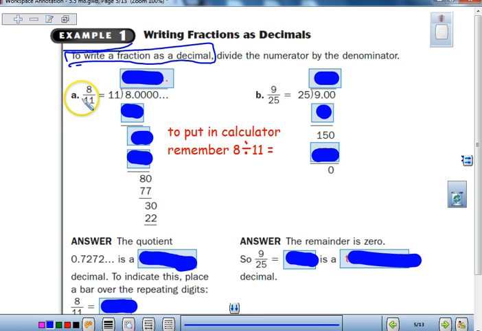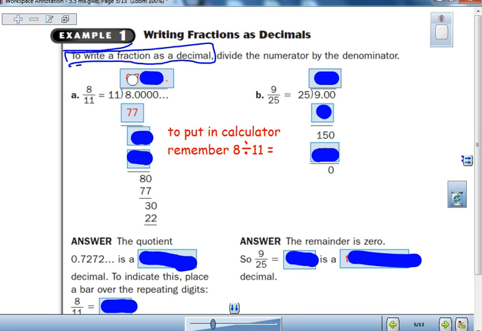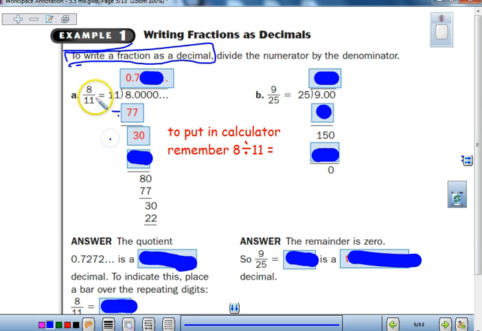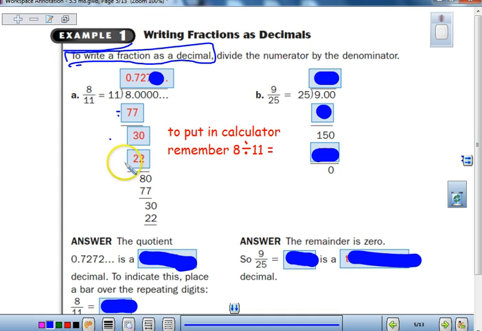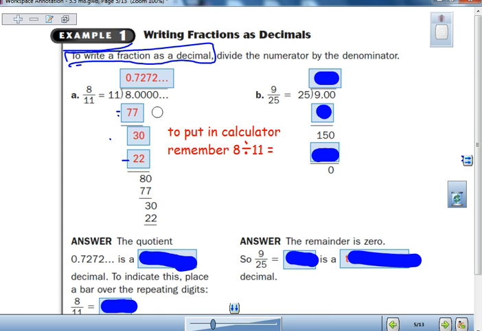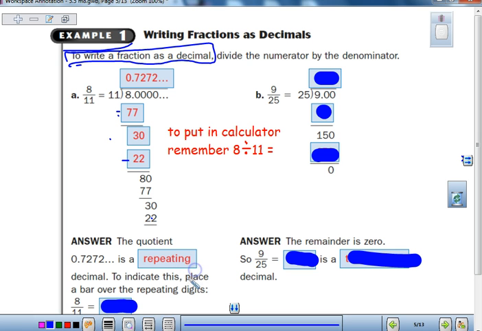The first one, 8/11. Now, you could do long division, or you can simply put it in your calculator, 8 divided by 11. If we are looking at long division, 11 can't go into 8 evenly, so it goes into 80 7 times. We now subtract. When we do our subtraction, we get 3. 11 goes into 30 2 times. We subtract and we get another 8, and we notice that this repeats. So our quotient is a repeating decimal.